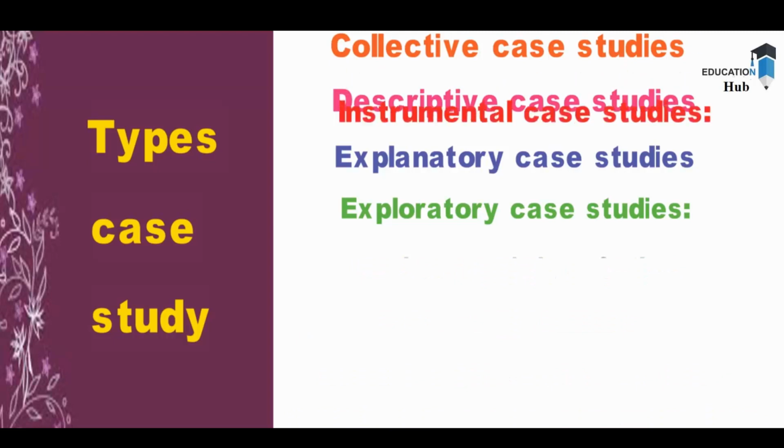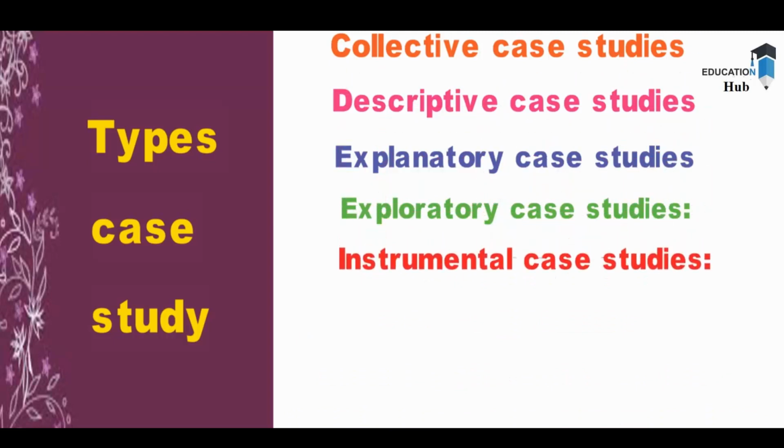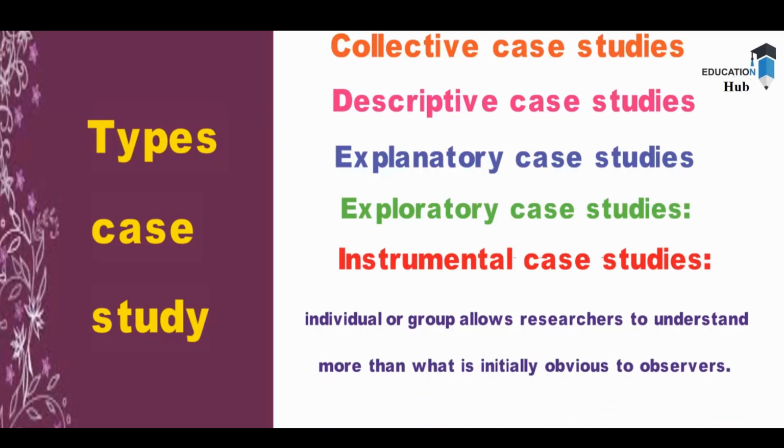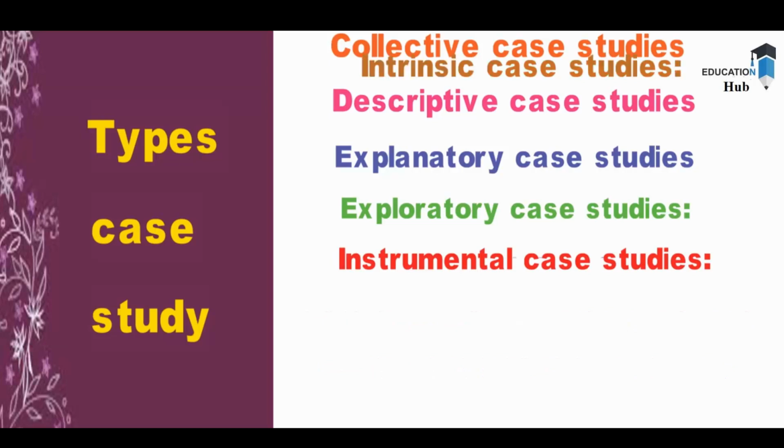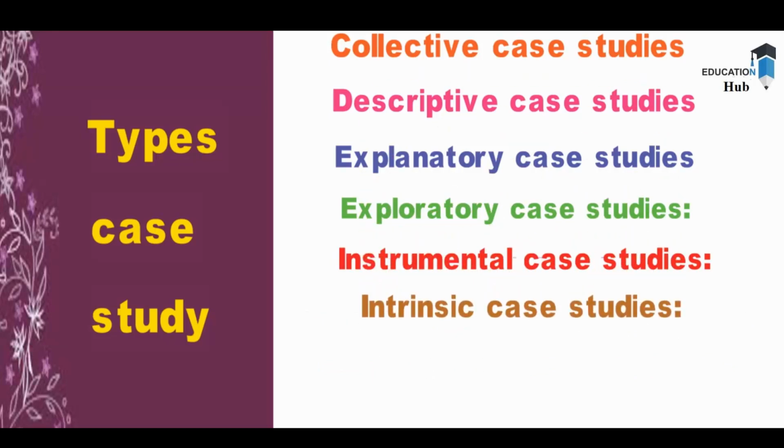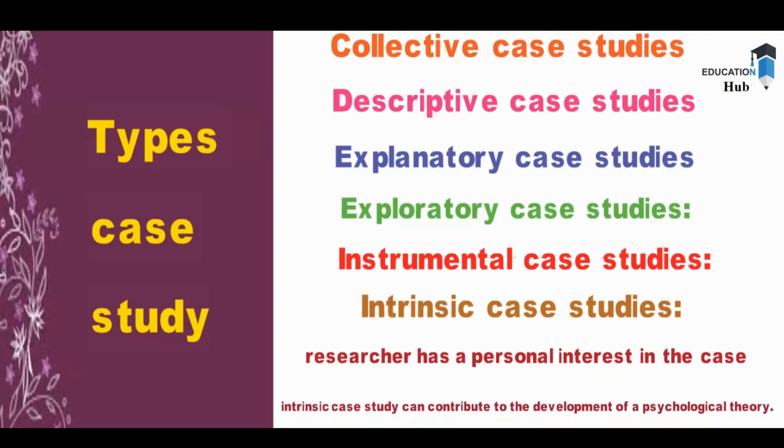5. Instrumental case studies. These occur when the individual or group allows researchers to understand more than what is initially obvious to observers. 6. Intrinsic case studies. This type of case study is when the researcher has a personal interest in the case. Jean Piaget's observations of his own children are good examples of how an intrinsic case study can contribute to the development of a psychological theory.